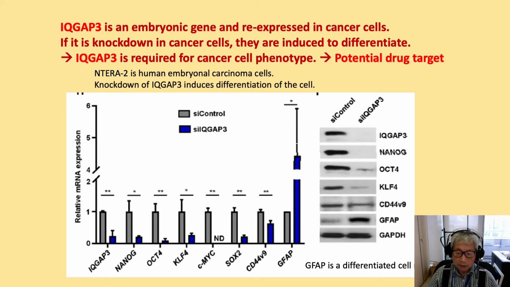When we knock down Iqgap3, Nanog, Oct4, KLF4, c-MYC, and SOX2, which are all well known stem cell factors, are strongly reduced in expression. At the same time, GFAP, which is a differentiation marker of this cell line, is strongly induced. That clearly shows that after knockdown of Iqgap3, cells are induced to differentiate, and therefore it is important to maintain the phenotype of stem cells.